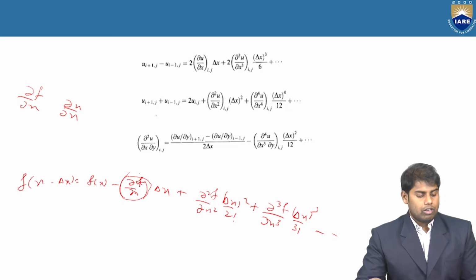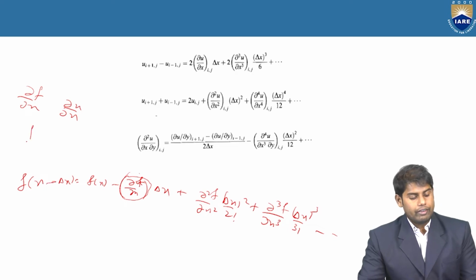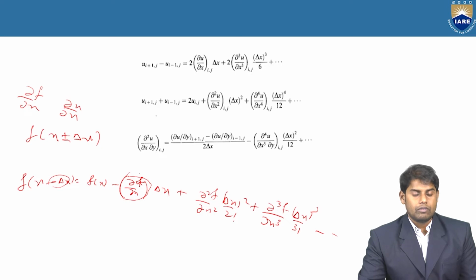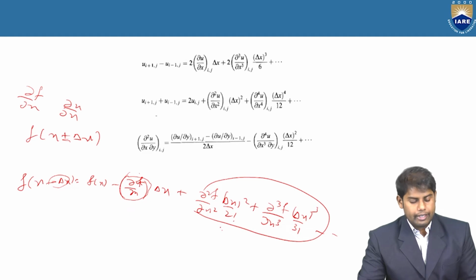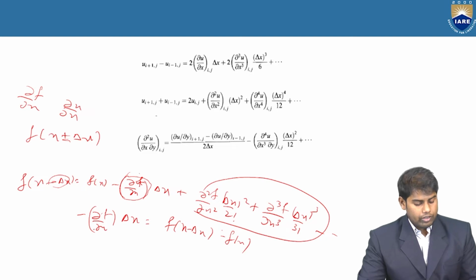So for the backward difference, what we are doing is replacing this. Initially we have f of x plus delta x, and this plus delta x is replaced with minus delta x. This is the truncation error term, which we will neglect. So we have minus dou f by dou x into delta x is equal to f of x minus delta x minus f of x, plus the truncation error term, TE term.